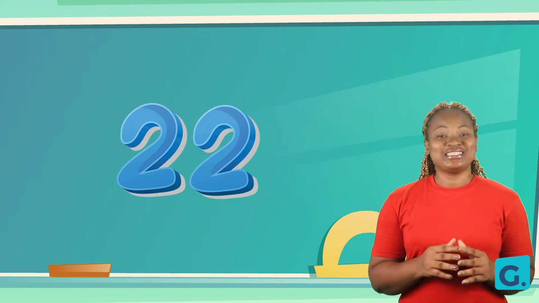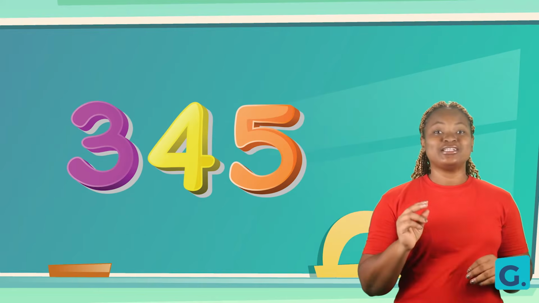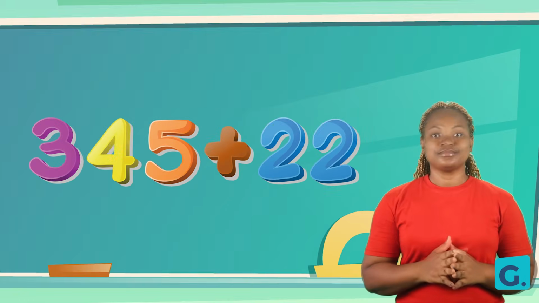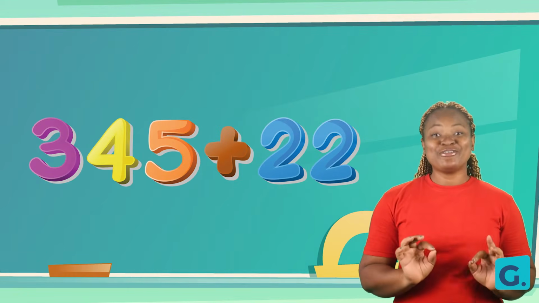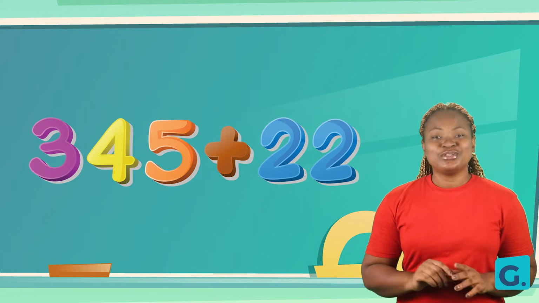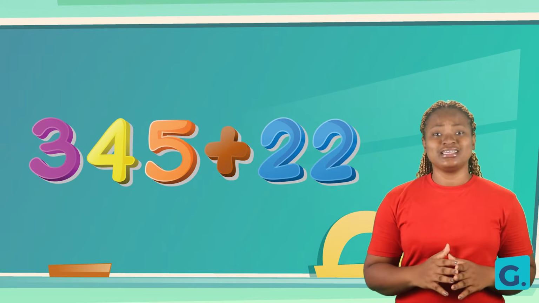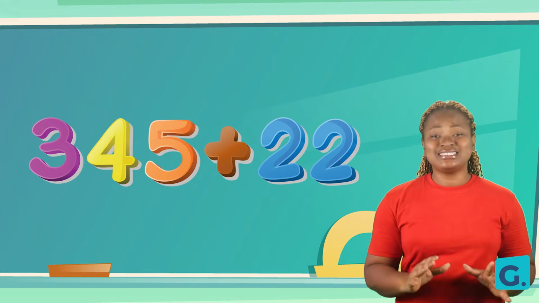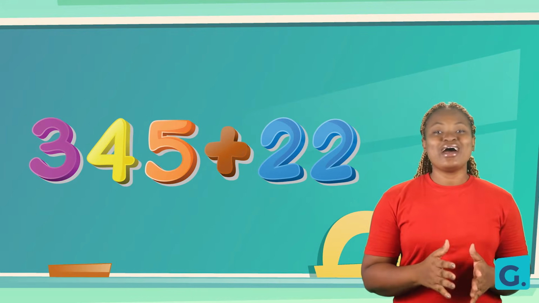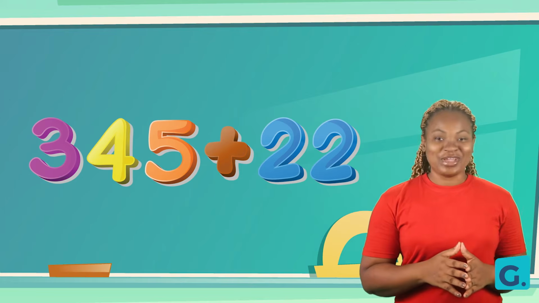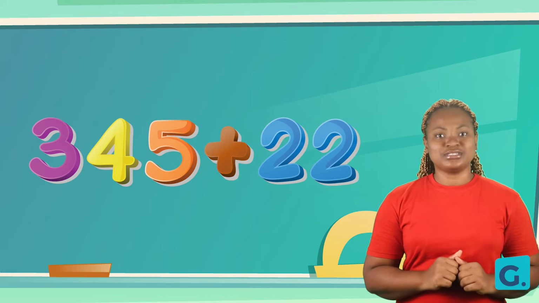345 plus 22. Now, when you see numbers like this, what do you think you are expected to do? How do you think you're going to add up a 3-digit number by a 2-digit number? So we have 345 plus 22. Do we count on? Oh, we cannot possibly do that. That will be too exhausting. Yes. So how do we go about it?